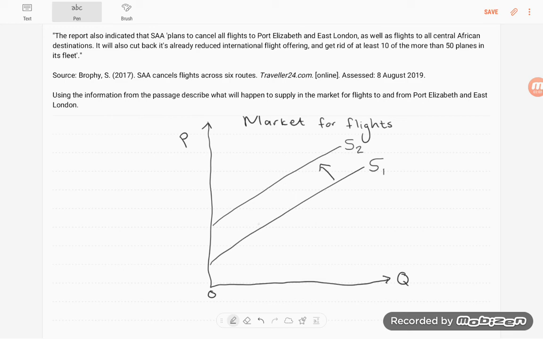on the curve is to ask yourself what is on the axes. On our axis, we have the quantity and the price. To cancel flights is neither a price indicator or a quantity indicator. That means it's a shift of the supply curve.